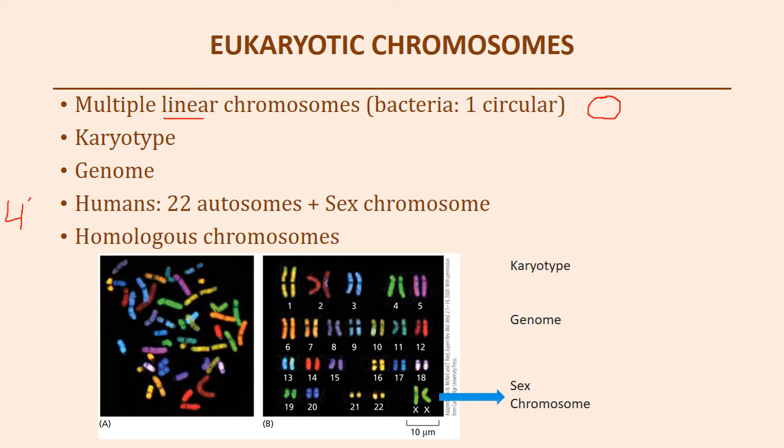Or you could say we have 23 pairs, and out of those 23 pairs, 22 of those are what we like to call autosomes. Auto means it's the same in both males and females. And then our 23rd pair is going to be our sex chromosomes. And that, of course, from a genetic standpoint, is going to determine if you are female, which means you inherit both X's, one from mom, one from dad, or if you are genetically a male, which means that mom gave you an X and dad gave you a Y.